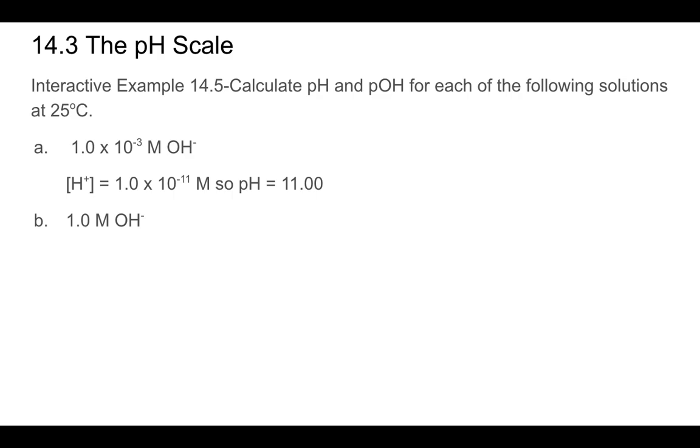Now, 1 molar OH minus means your pOH is going to be, okay, 1 molar, 10 to the 0. pOH is going to be 0. Your H plus, if the OH minus is 1 times 10 minus 14, so your pH equals 14, so 0 plus 14 equals 14.